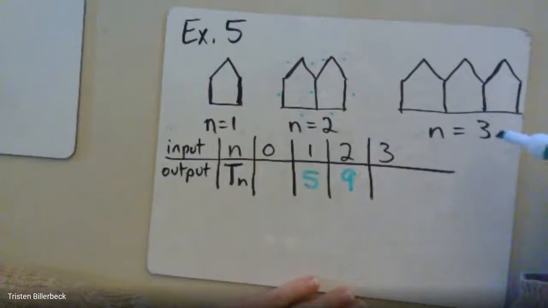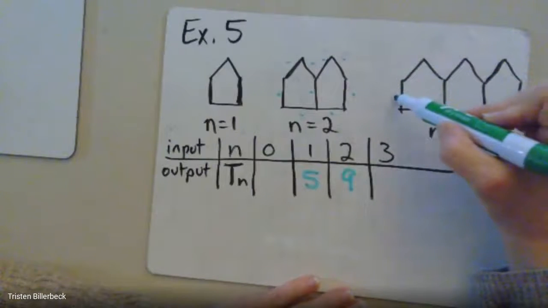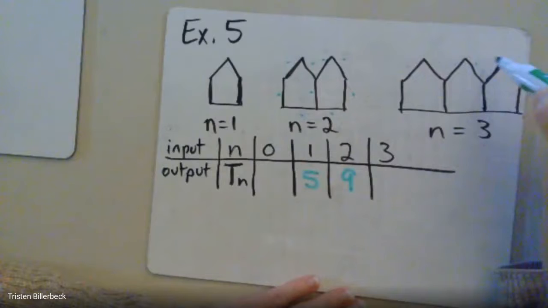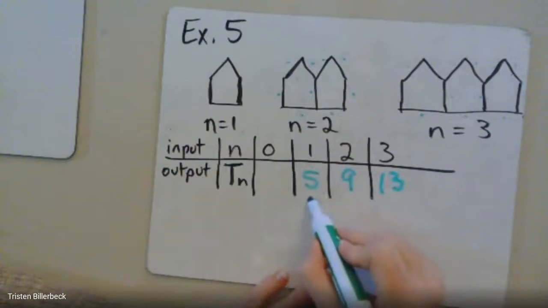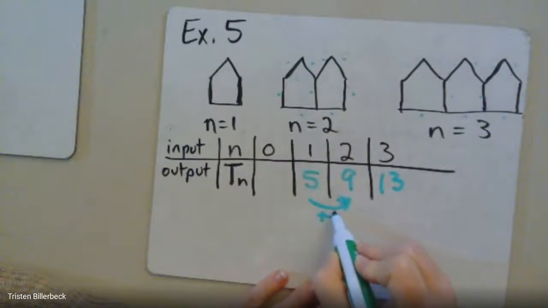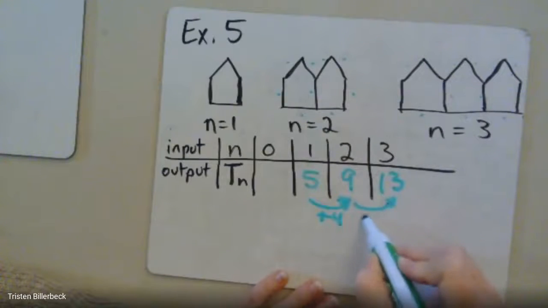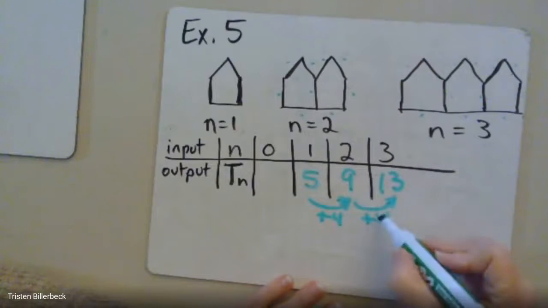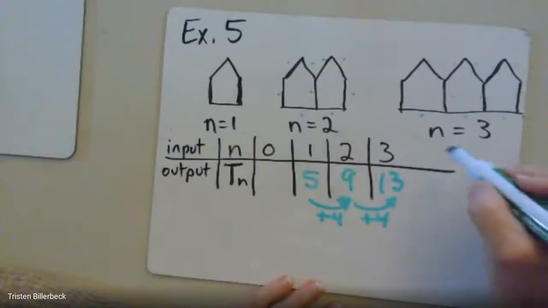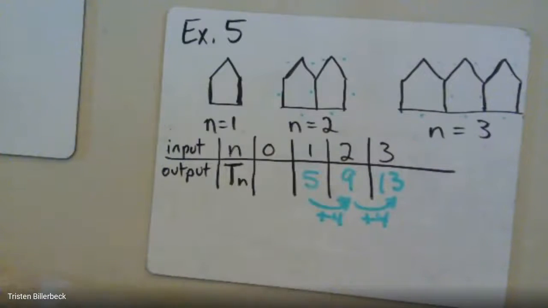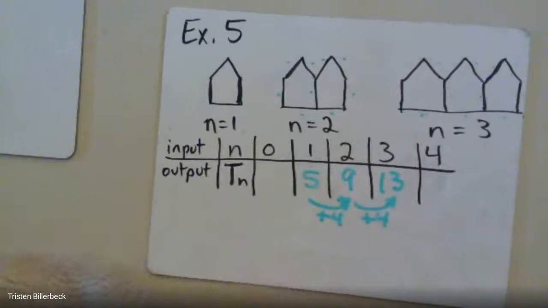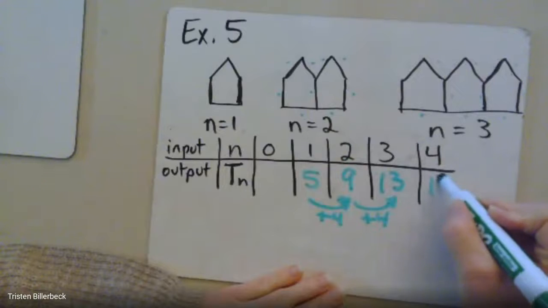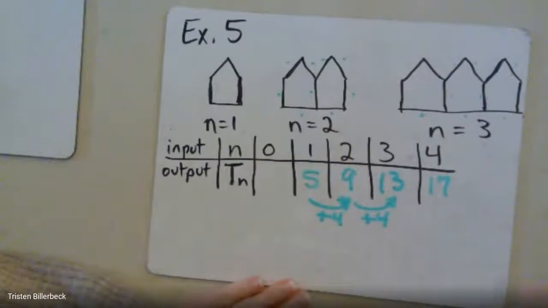And then for the third figure, we count the matchsticks. 1, 2, 3, 4, 5, 6, 7, 8, 9, 10, 11, 12, 13. So we have 13. So we look at how it is changing. This adds 4, and it adds 4, and there we go. We have a constant change, so we can tell what figure 4 would have. So for figure 4, we add 4 to 13, and we'd have 17 matchsticks to build this pattern.